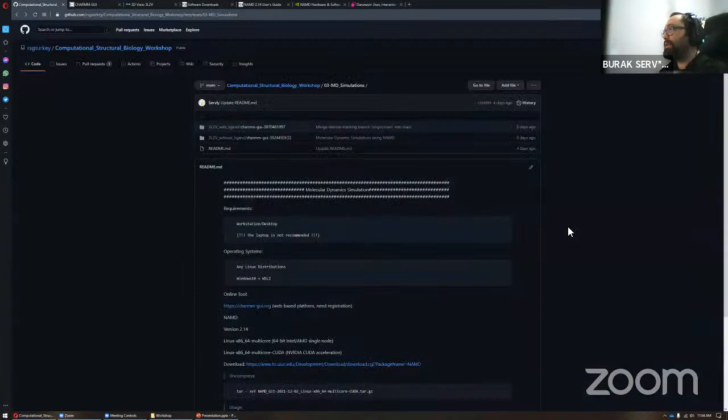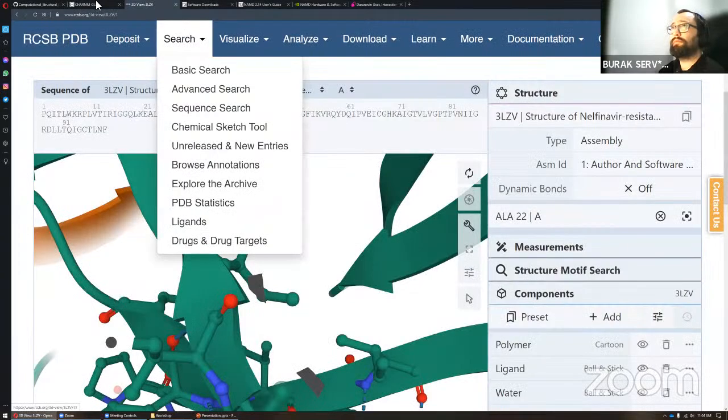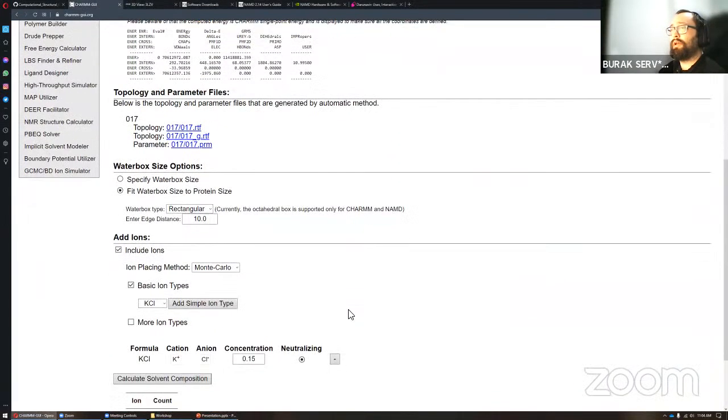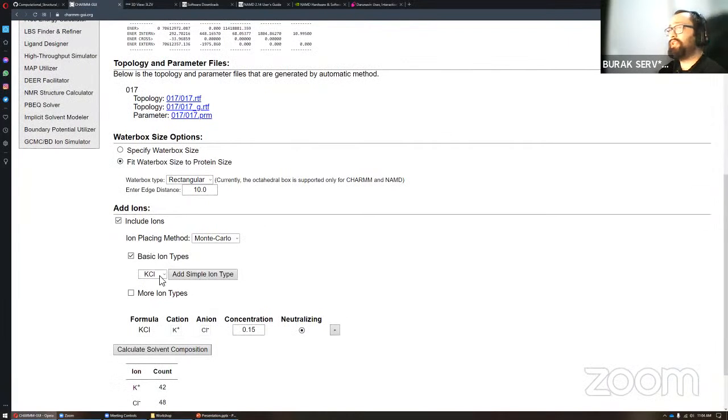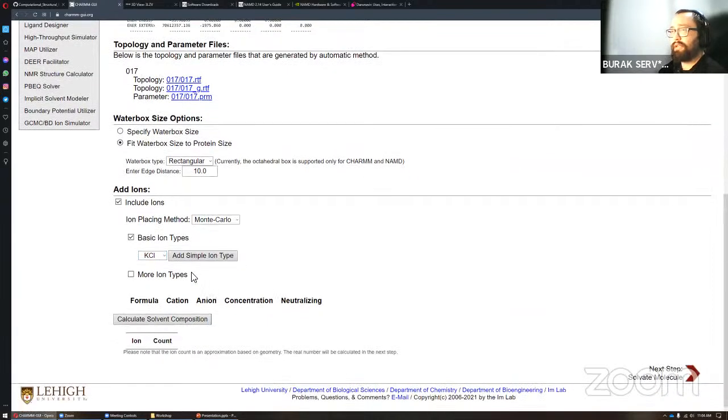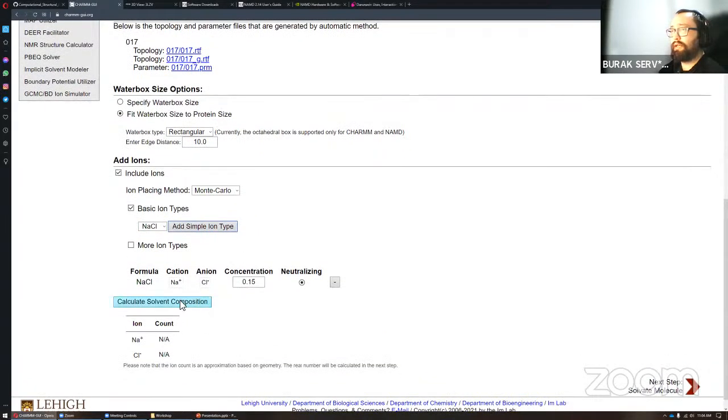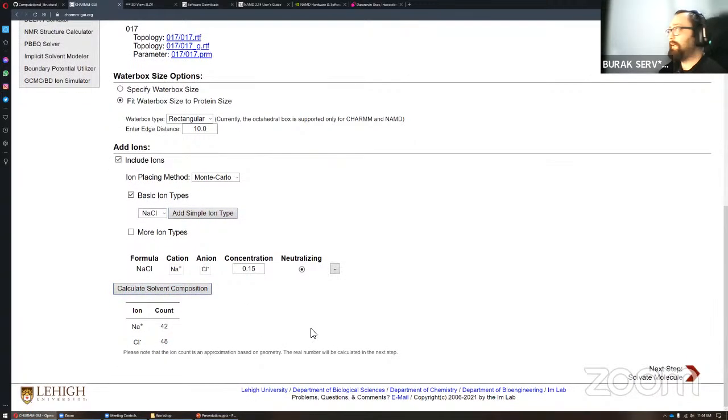This is our GitHub link. You can download our files from there. Where is CHARMM-GUI? And again, you should change this part. And I want to delete potassium chloride, and we can add sodium chloride. And we should press the calculate button and next.